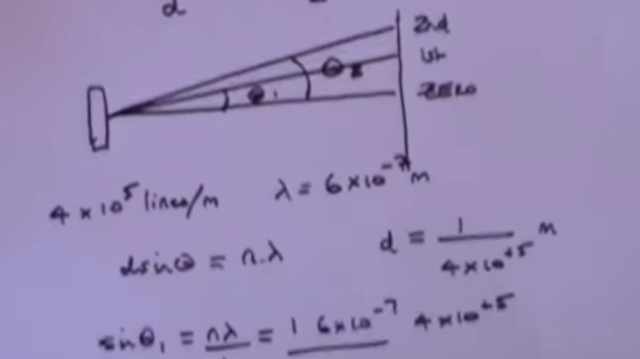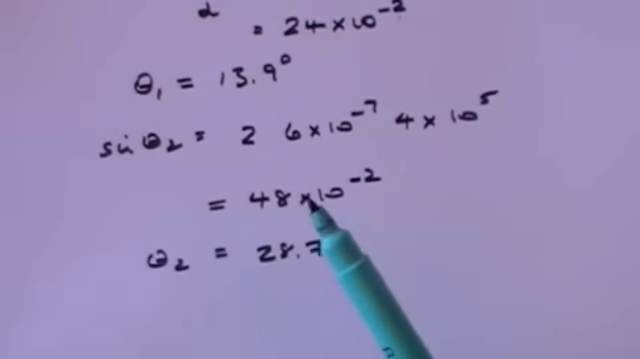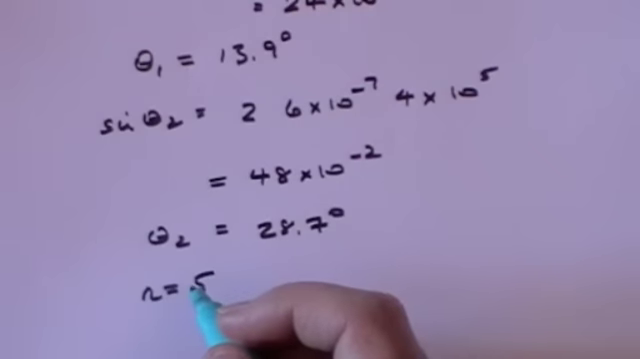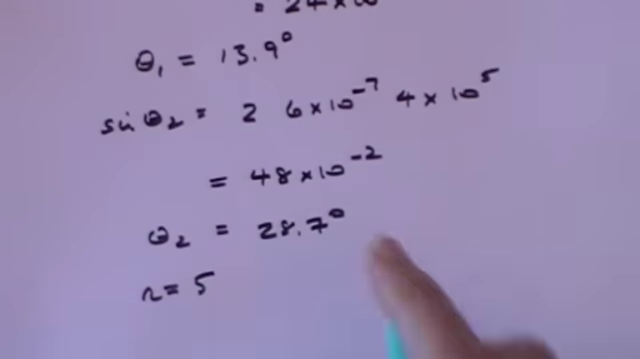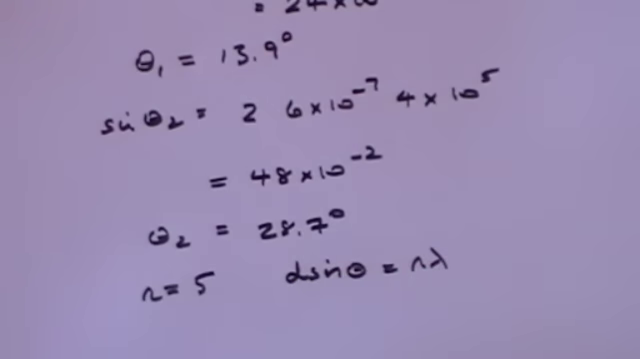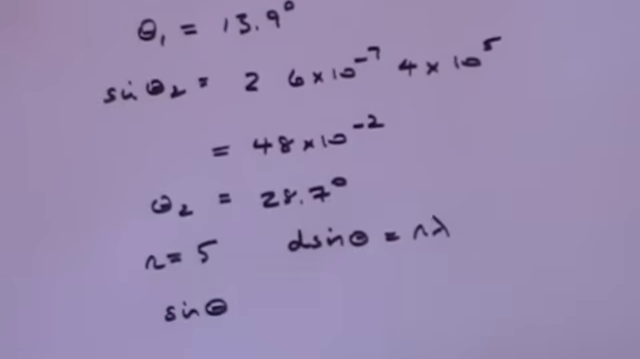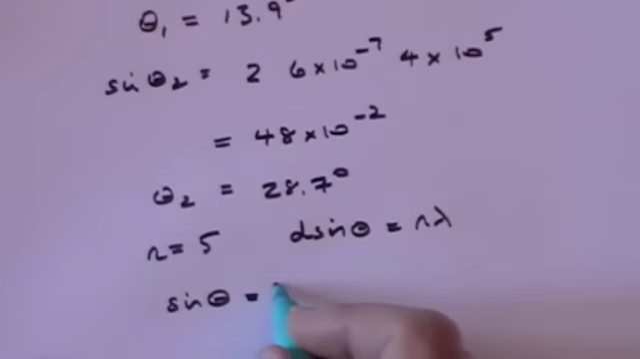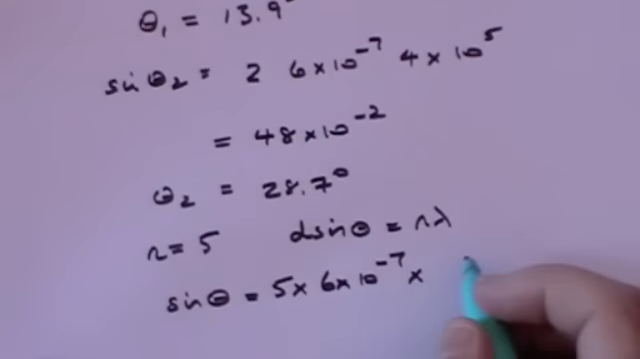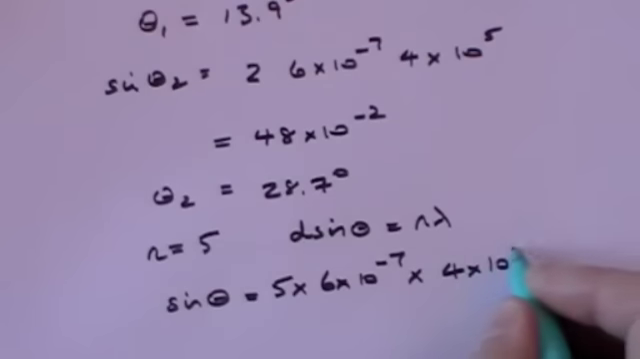The third part of the question we had was, is there a 5th order fringe? In other words, does n equal 5? Well, let's work it out. We're going to use the formula d sine theta is equal to n lambda. And let's say, therefore, what would sine theta be if there were a 5th order? It would be 5 times 6 times 10 to the minus 7 times 4 times 10 to the 5th, using exactly the same formula as we had up there.